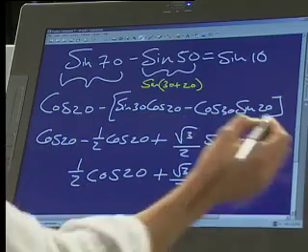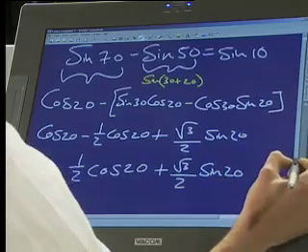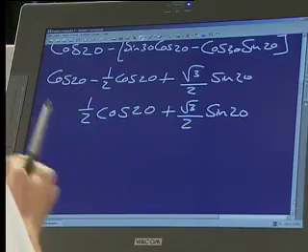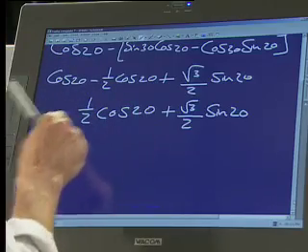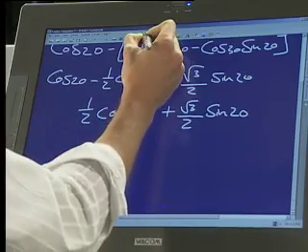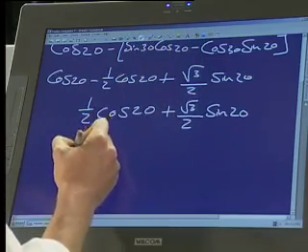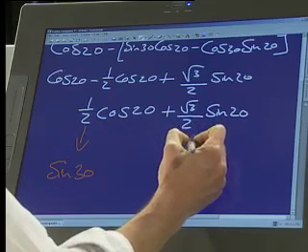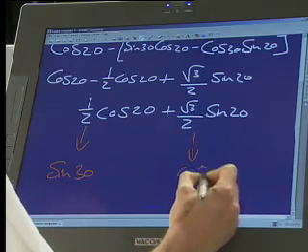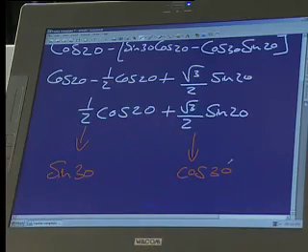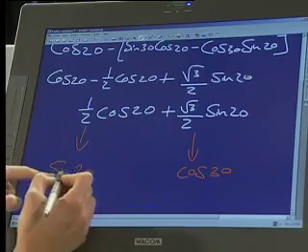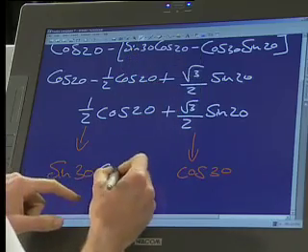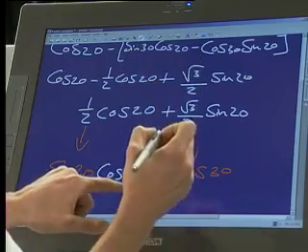Now notice that this looks kind of like one of those formulas where you have something cos 20 plus something sine 20. So it looks like a sine formula. And what sine gives me a half? Sine of what? Sine 30, good. And does cos 30 give me root 3 over 2? Cos 30. Okay, so have a look what happens. I end up with a half cos 20 becomes sine 30 cos 20. Do you agree?